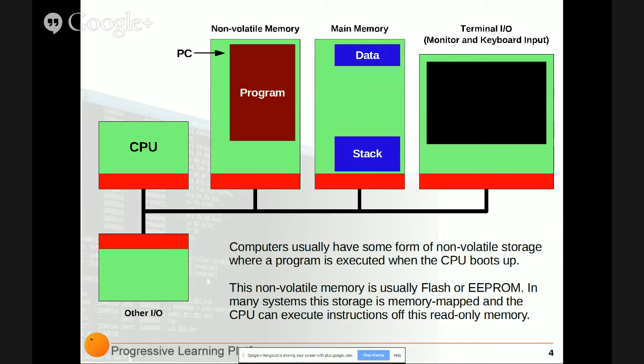In many systems, these memory locations are all memory mapped, so the CPU can execute instructions off this read-only memory by pointing its PC at the non-volatile memory. This is the reset or boot vector. When the CPU boots up, it has this memory address in its PC to start. So when the CPU clock cycles, it starts fetching instructions from this memory location.